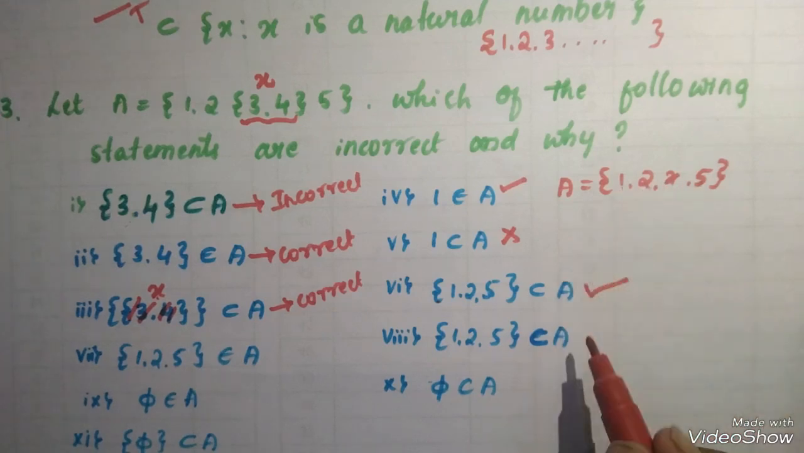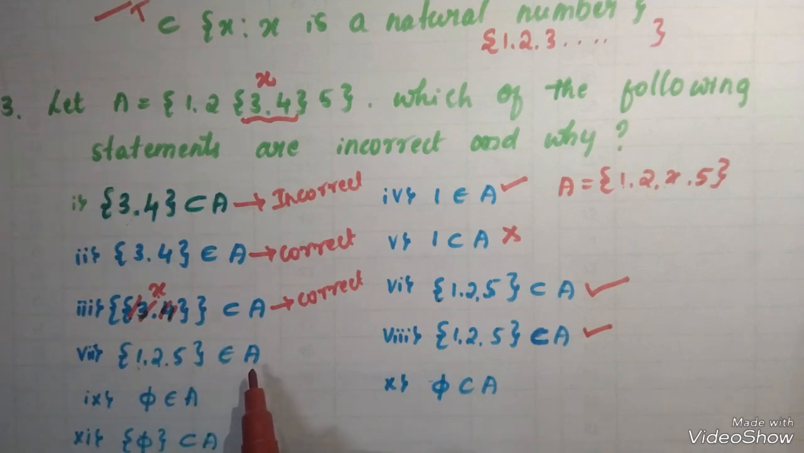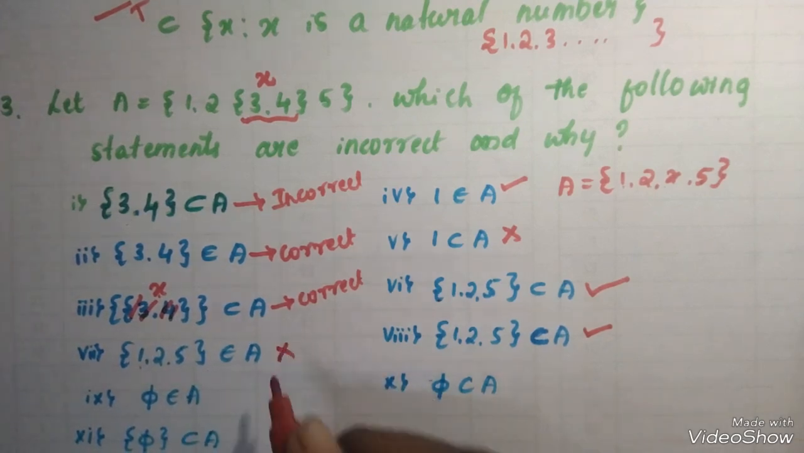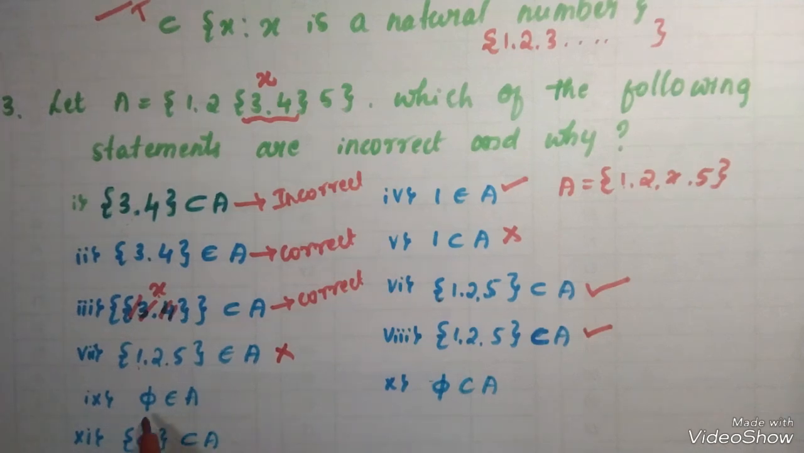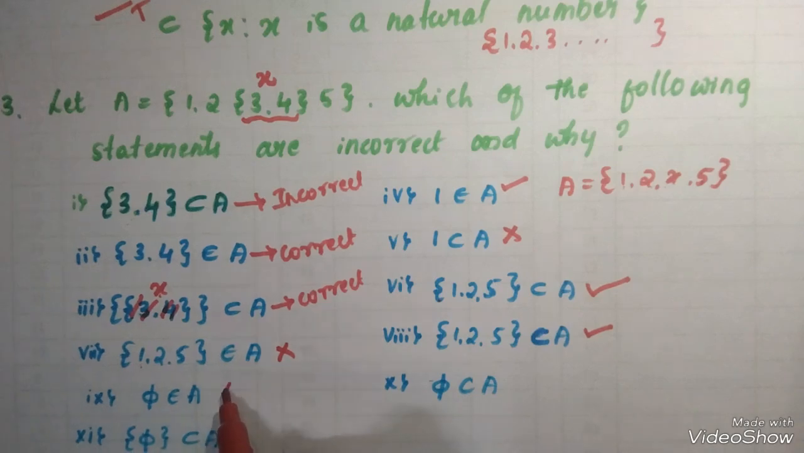1 to 5, yes, it is a subset of A. Again, 1 to 5 is not belongs to, because this is a set, not an element. It is incorrect. Then pi is belongs to A. Pi means null. Okay, null. There is no element. No, here so many elements are there. It is not a correct statement.